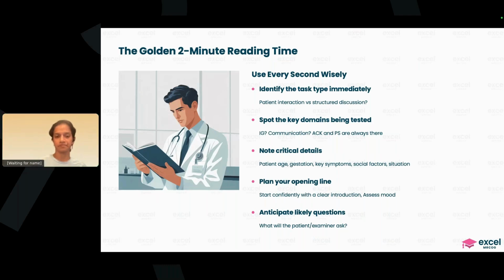Not a problem. Plan your opening line. We discussed this in detail. And anticipate likely questions. In the example that I gave you, if it is mentioned in the body of the task that the patient is having decreased fetal movements, ultrasound is done, and the patient is anxious about the baby, she is going to ask you, doctor, please tell me about the report, is my baby fine? If that is the case, you have to calm her down. You say, please don't worry, I'm here to help and support you. I have checked your report and don't worry, the baby is currently fine.